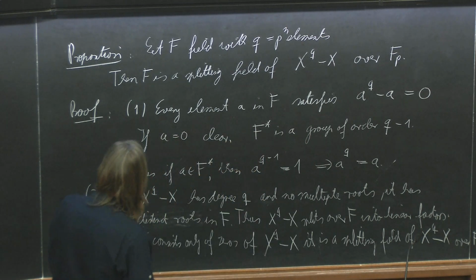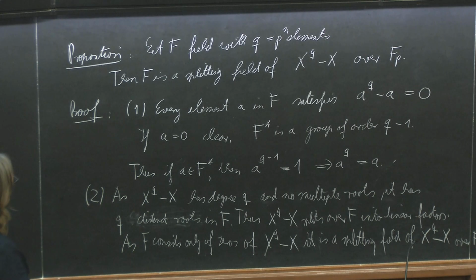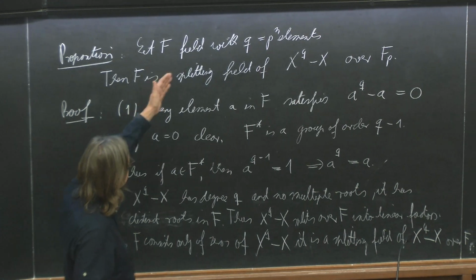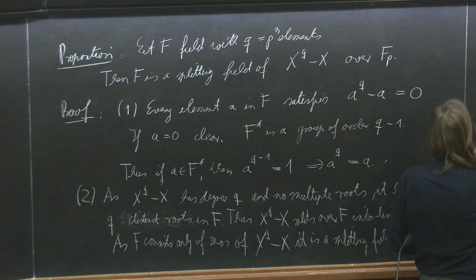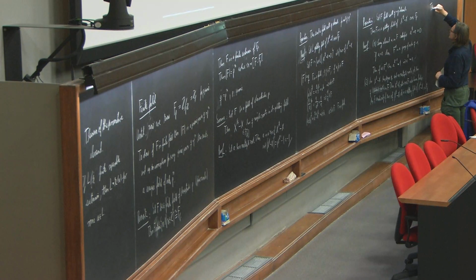Okay. Now, so we know that splitting field is well defined up to isomorphism. So therefore, it means there is up to isomorphism only one field with Q equal P to the n elements. So if I put this all together, I get what I said in the beginning.